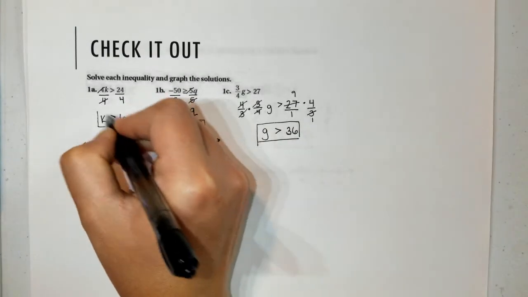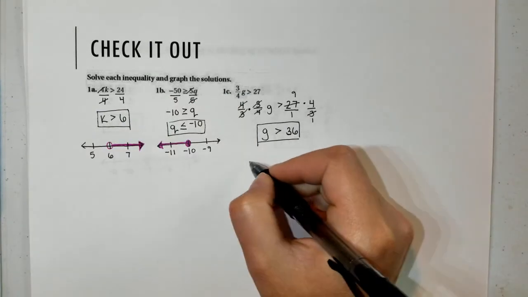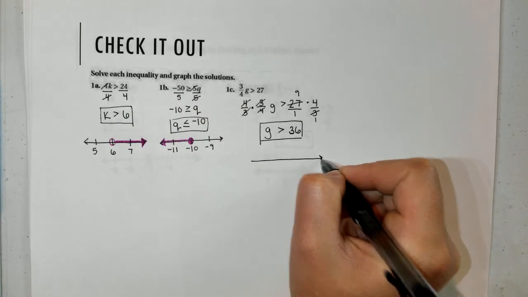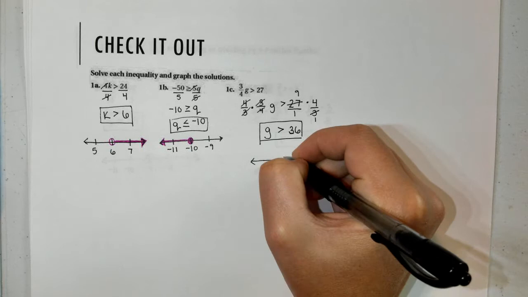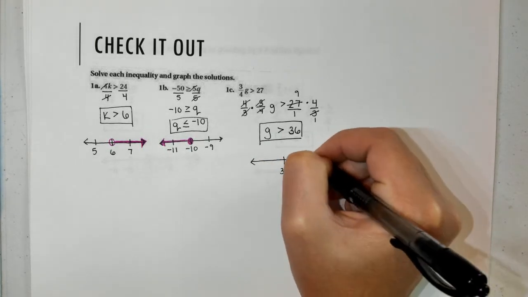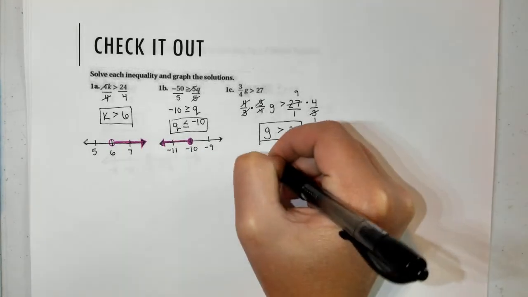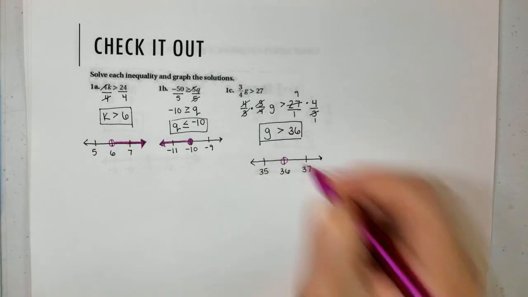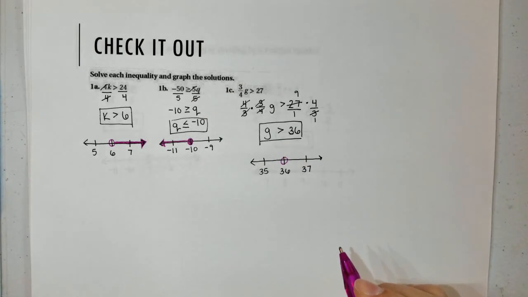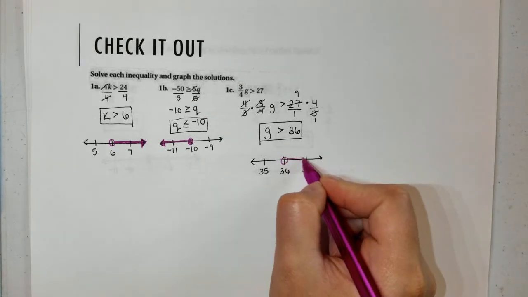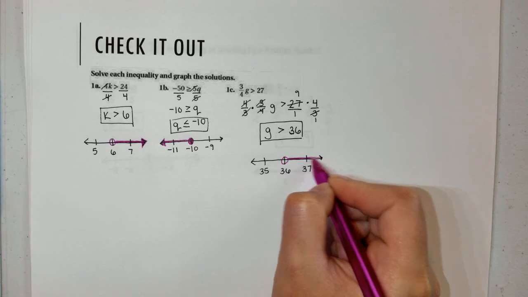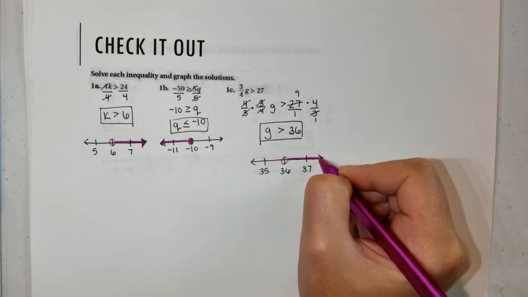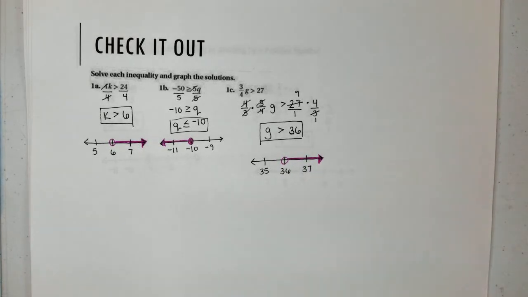So then last I just need to graph this last one. So I have 36, 37, and then 35 below. I'm greater than, so I'm going to have an open dot on 36. And then I want numbers bigger than 36, so I'm going to shade to the right. So those are your answers to the check it out problems.